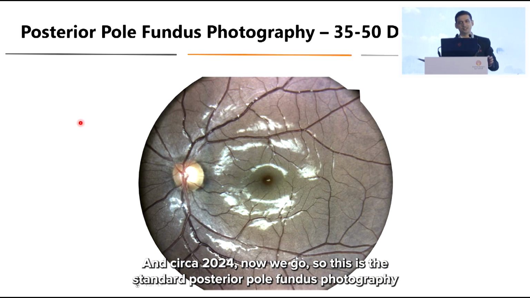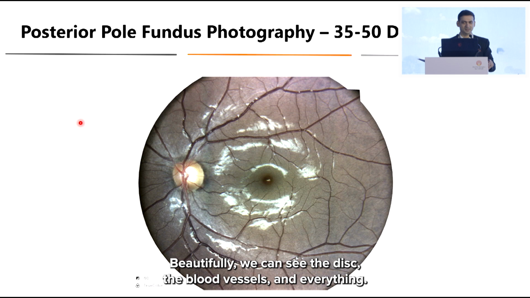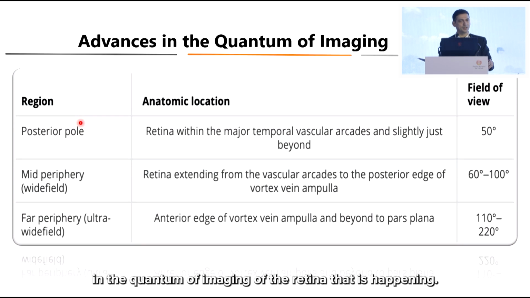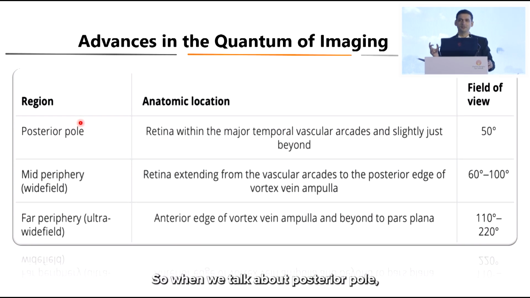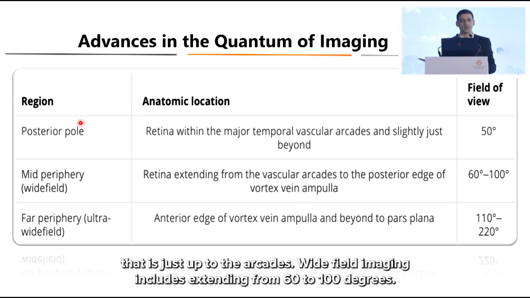This is the standard posterior pole fundus photography that we are seeing right now. Beautifully, we can see the disc, the blood vessels, and everything. So there are increasing advances happening in the quantum of imaging of the retina. When we talk about the posterior pole, it is the central 35 to 50 degrees of the retina, just up to the arcades.